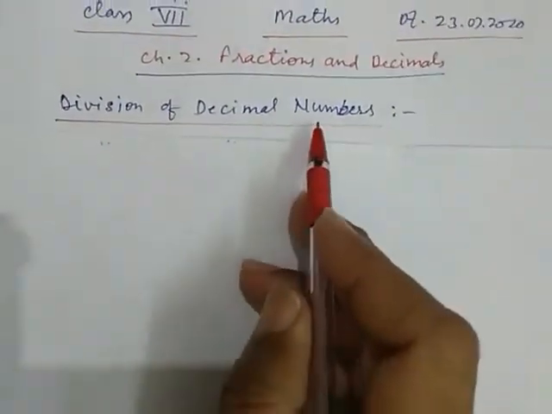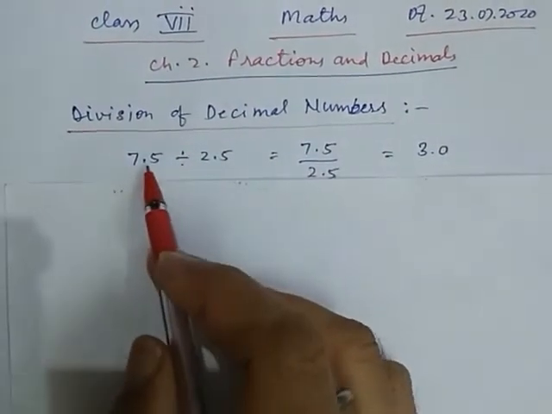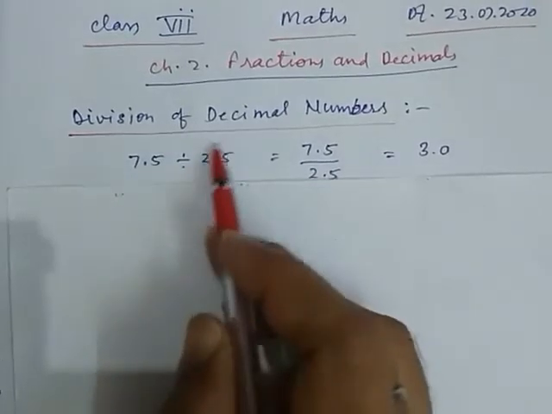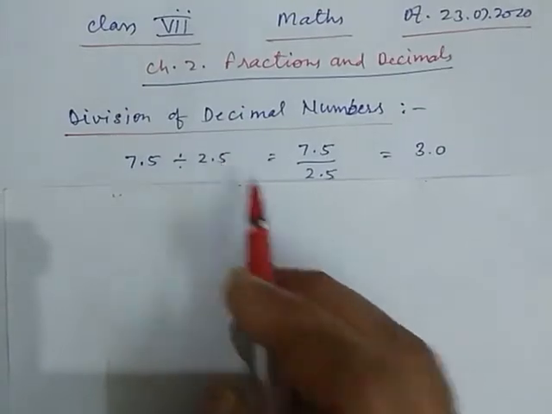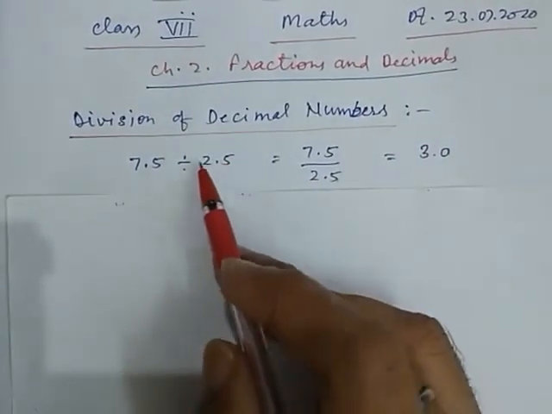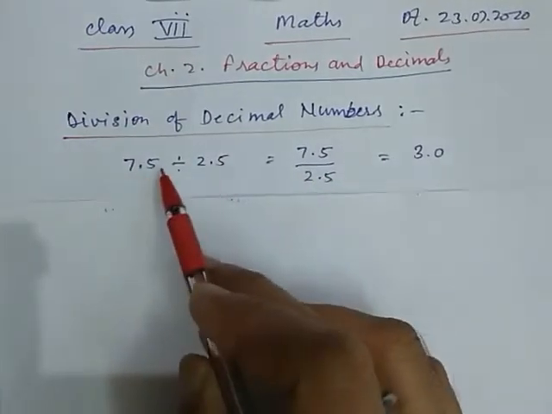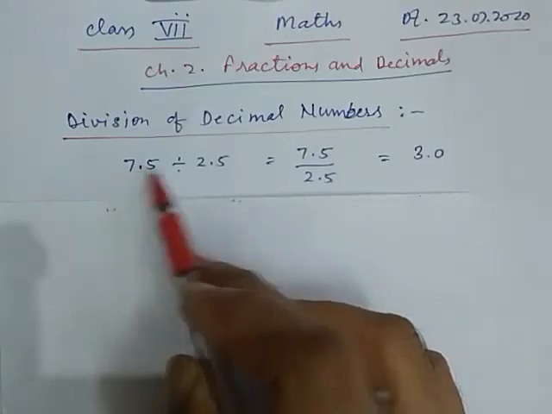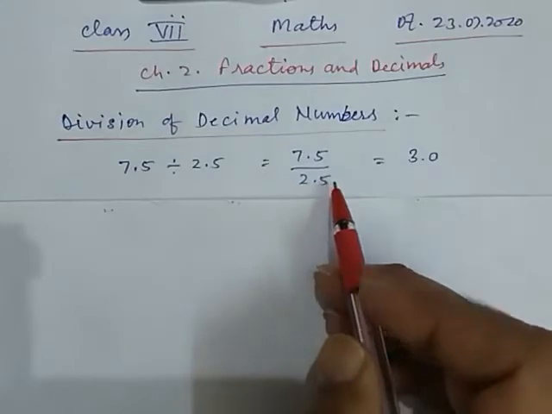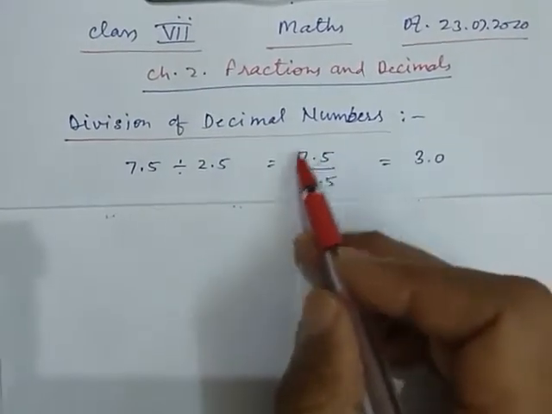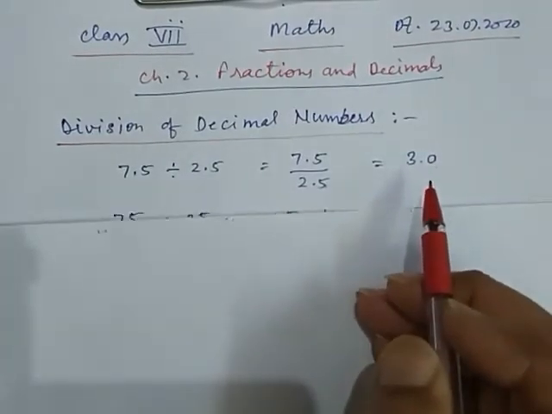Division of decimal numbers. Here this is a decimal number, this is also a decimal number, and we divide this decimal number by a decimal number. What can we do? We just write this in this way: divide by this 2.5. So we put 2.5 here, and when we divide this by this, we get 3.0. But now we see how we get this.